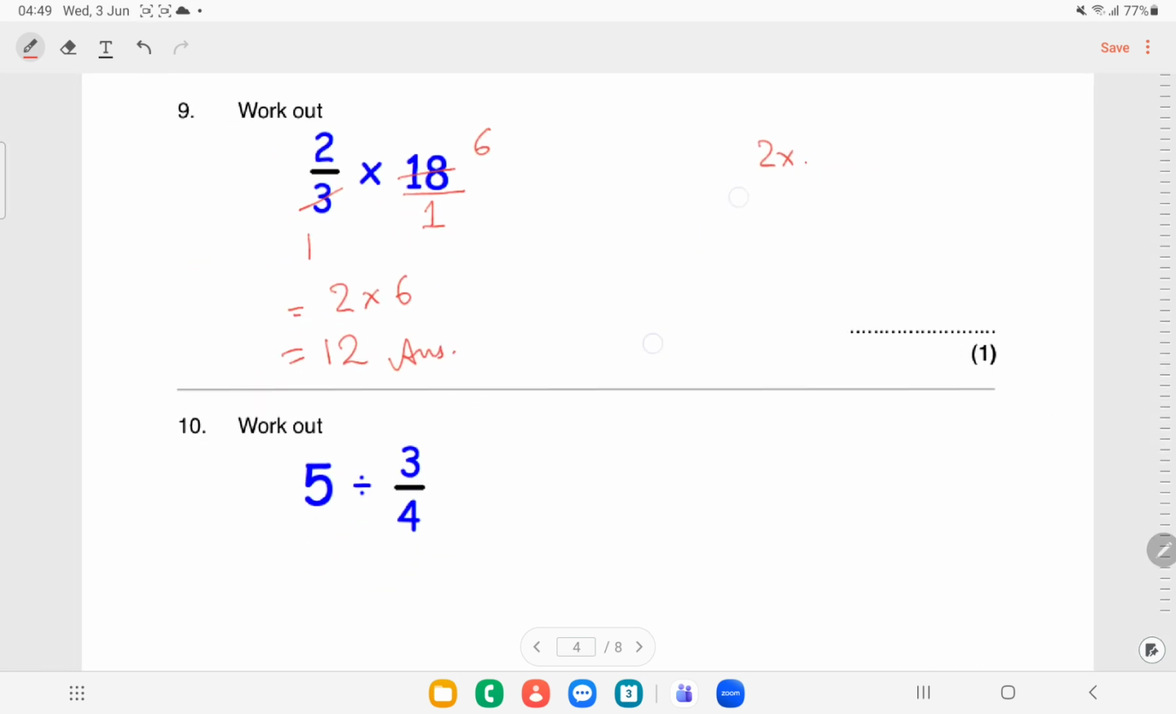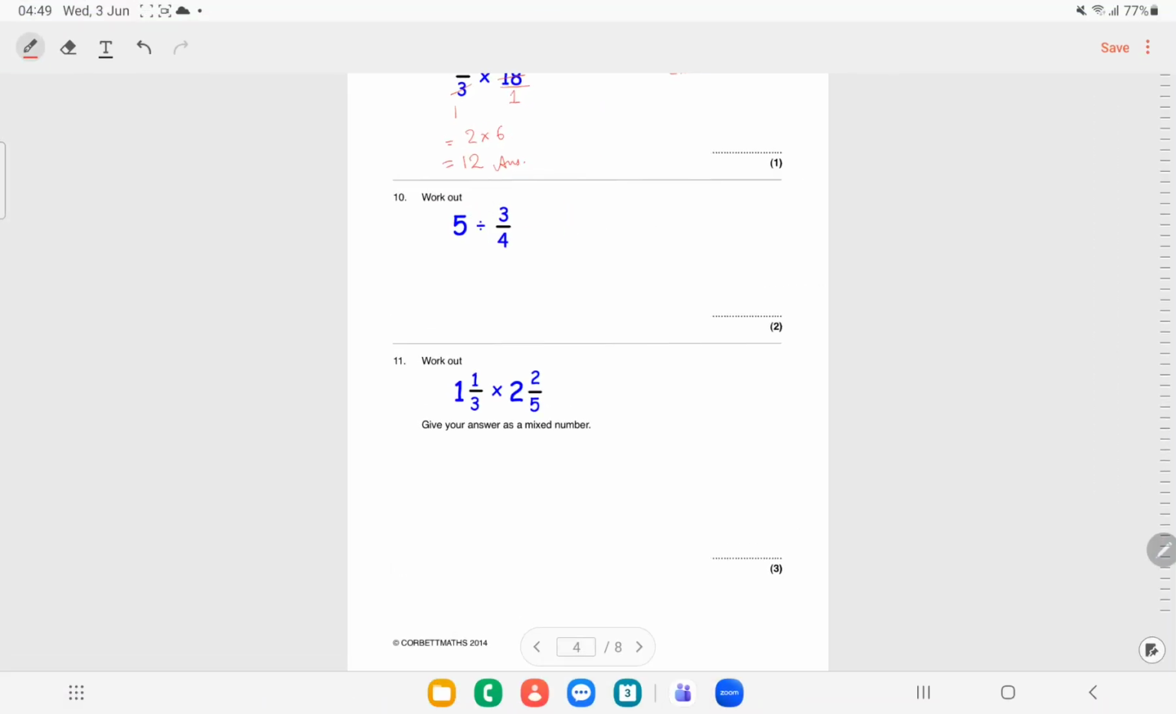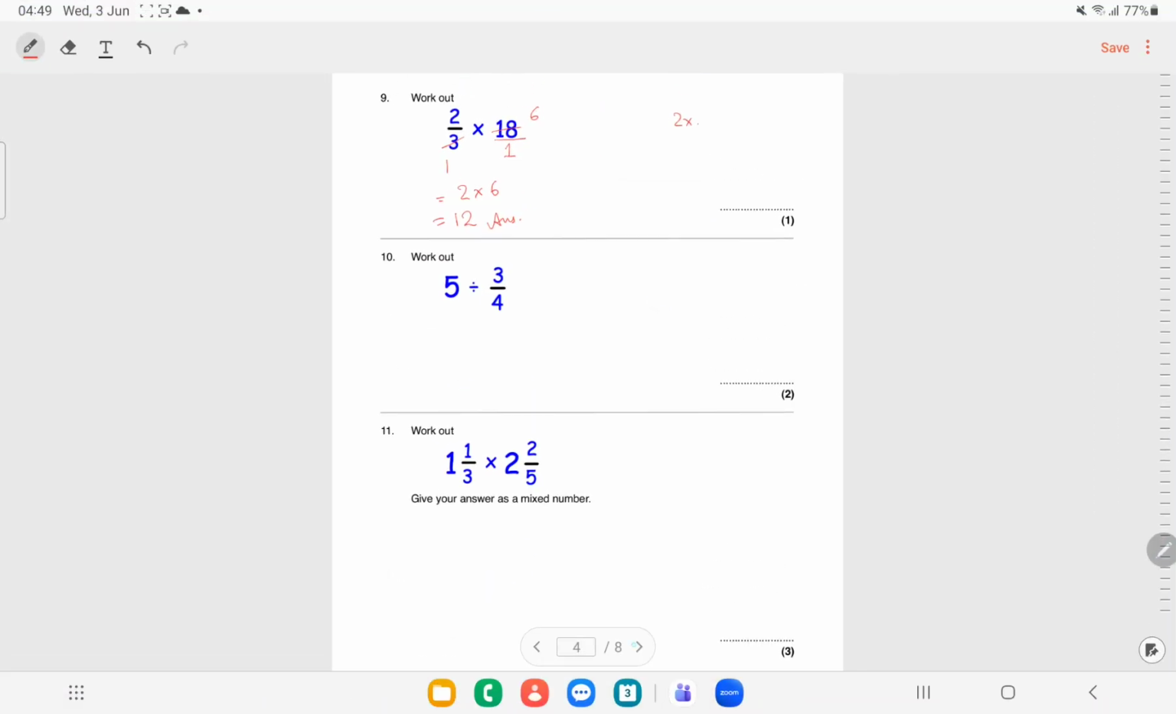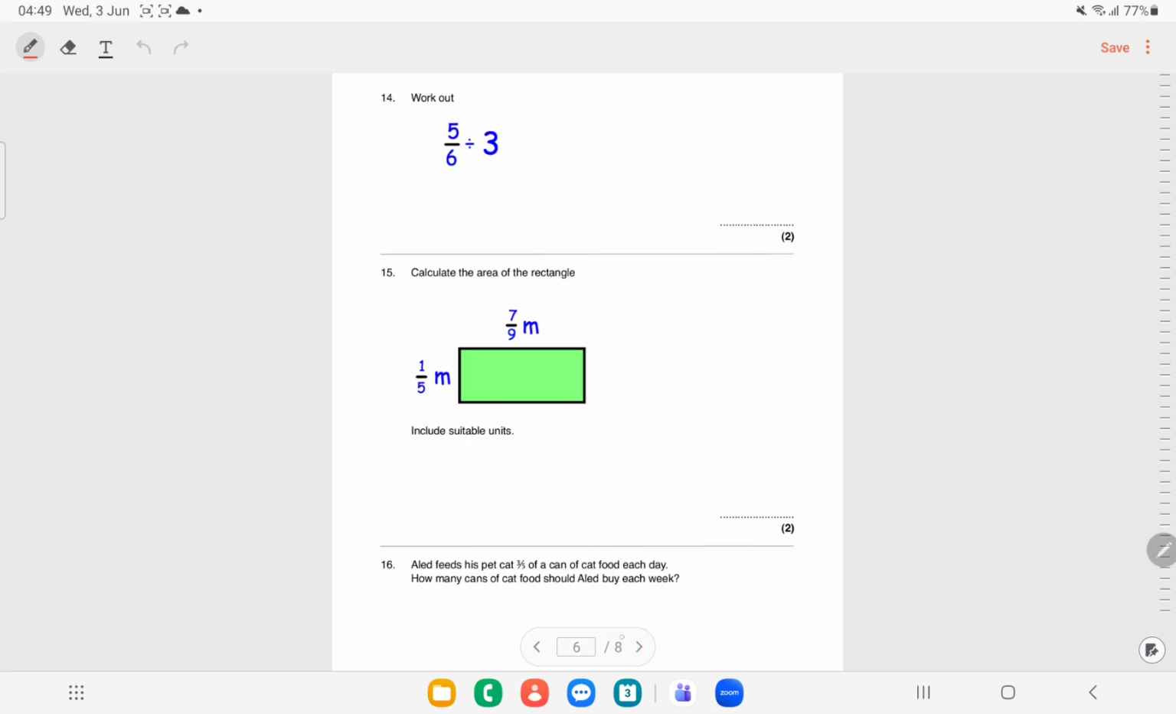Look at the next question, where we can simplify a mixed fraction. No, I will teach you that in the next video, where we will simplify this type of fractions, like mixed fractions.